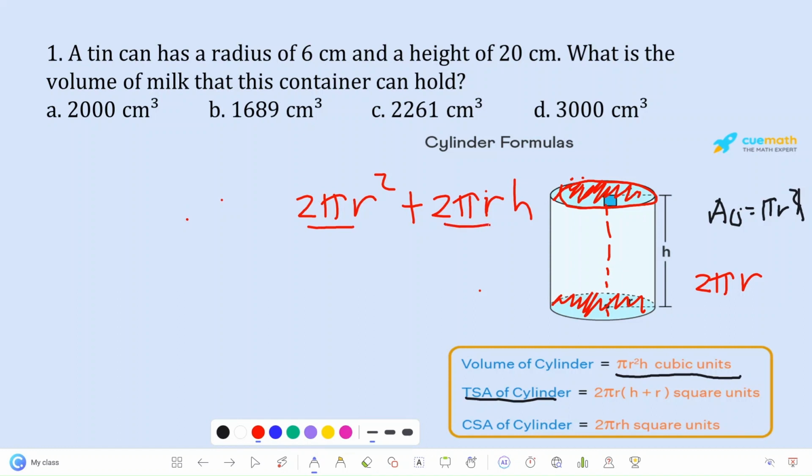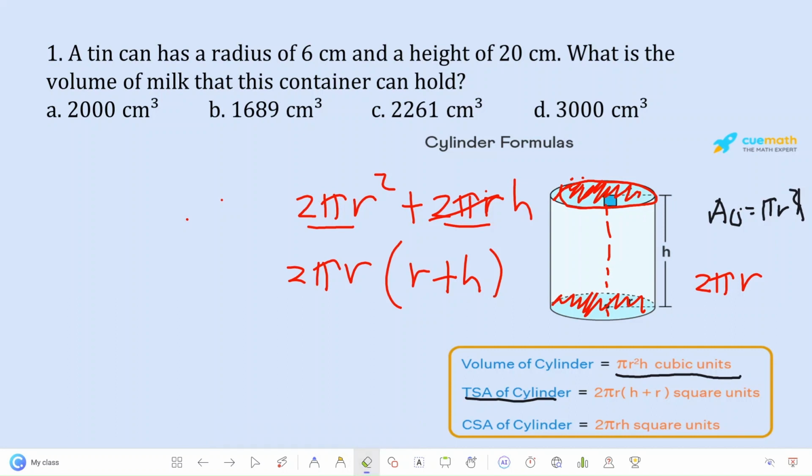These are the common terms. So that's 2 pi r. Factor mo yan. Kung factor mo siya, anong matitira dito? Ang matitira dito is r plus h. So, ganyan ang total surface area ng cylinder. Okay? Sana po malinaw sa inyo ang pag-derive ng volume of a cylinder, pati ang total surface area of a cylinder.